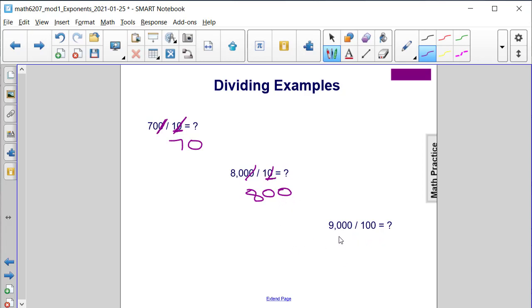Now let's try this third one. We have 9,000 divided by 100. First, cross out the number of zeros in the dividend as there are in the divisor. Well, there are 2 zeros in this divisor, so I can cross out 2 zeros in the dividend. So now we have 90 divided by 1, which is 90. Therefore, 9,000 divided by 100 will also be 90.